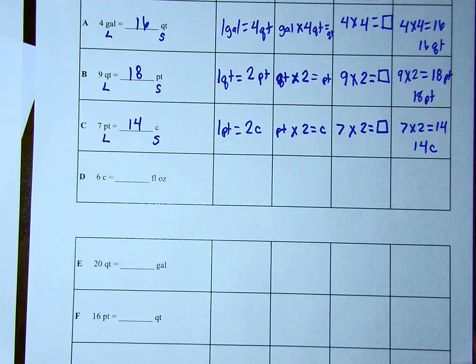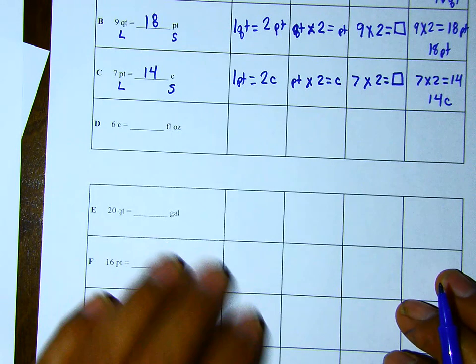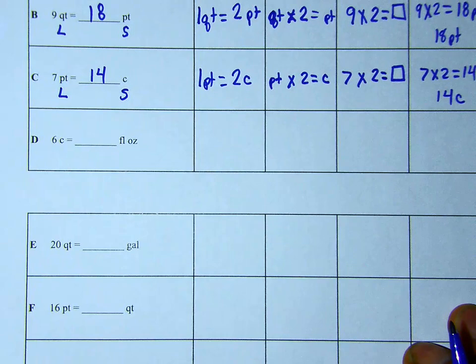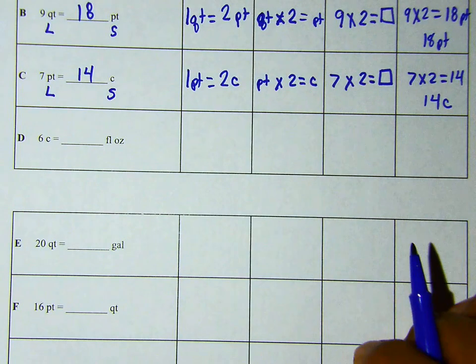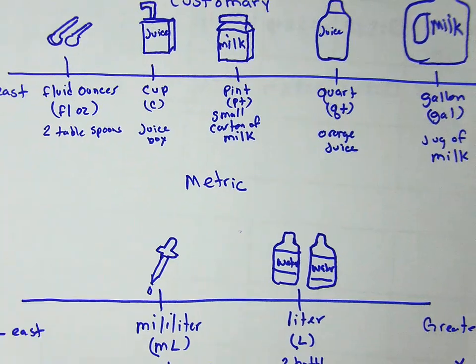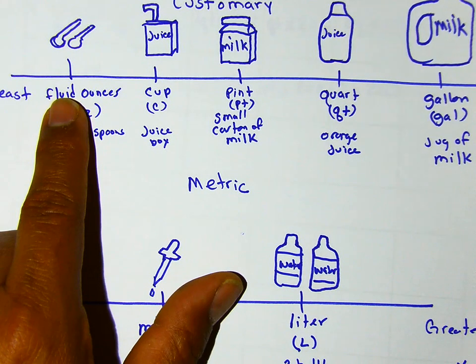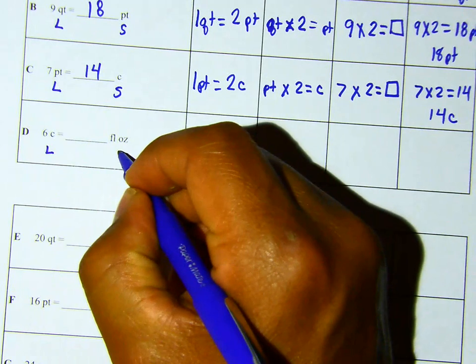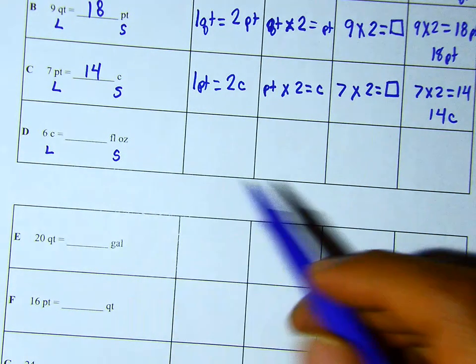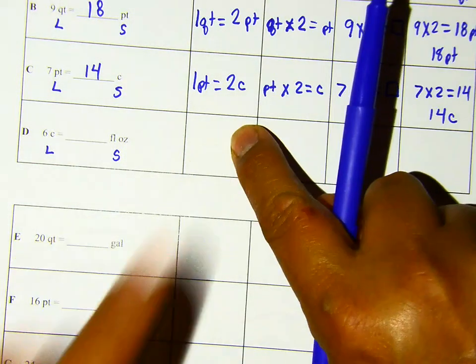Let's look at D. 6 cups equals how many ounces? So we're looking at cups and ounces. If I look at the cups, cups are larger than ounces. So the cups are larger and the ounces are smaller. So I'm going from a larger to a smaller unit of measure. I'm going to have to multiply. So I have to find an equivalent measure.